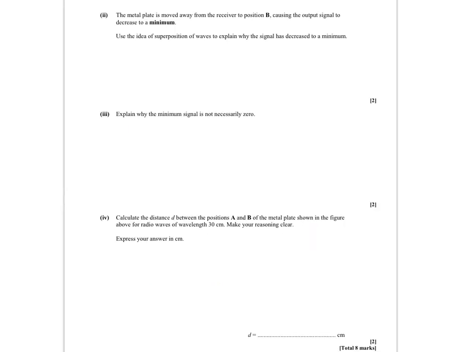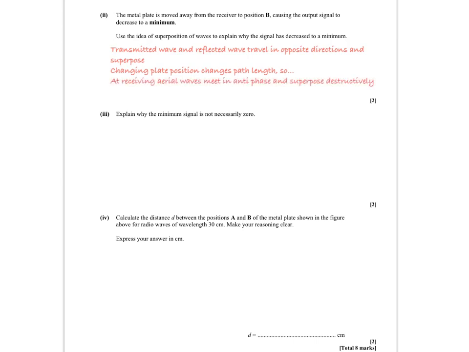As on this page, we're told that the metal plate is moved away from the receiver to position B, causing the output signal to be a minimum, and again we have to explain why this is. So again, the transmitted wave and reflected wave travel in opposite directions and superpose. By changing the plate position, we've changed our path length, and that's an important point here. And so what we need to say is that at the receiving aerial, the waves are now in antiphase, and so they're superposing destructively, and so we get a minimum signal.